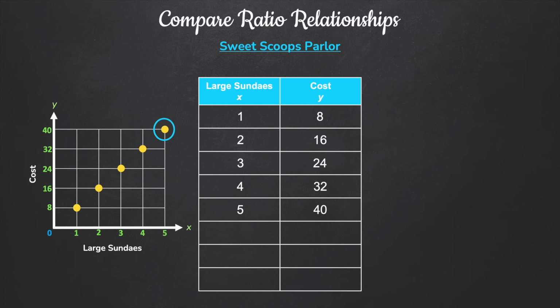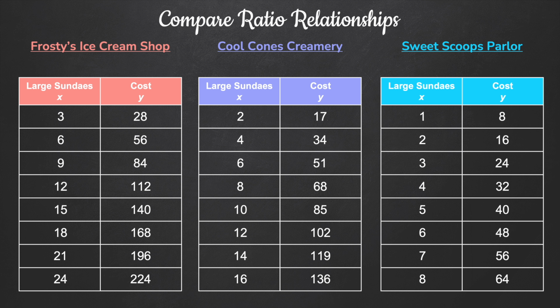So now again, there is a pattern here. Every time we get 1 more large sundae, it's going to cost $8. So let's go ahead and continue. So we're going to add 1 more large sundae, and that's going to be $8 more. And then we're going to continue this table a little bit. So here we have our tables side by side.